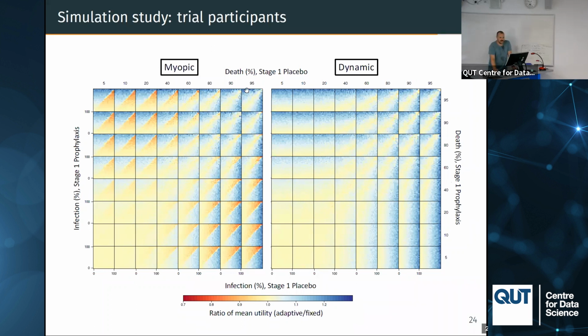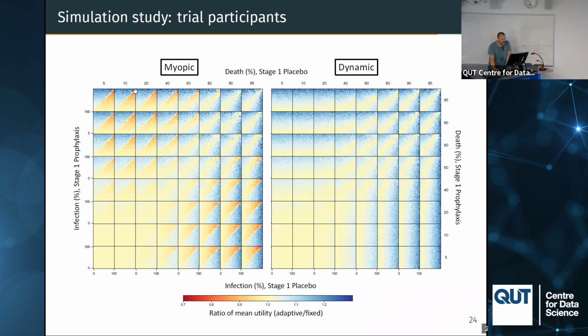So when there's a big difference in infection rate in the initial stage, it doesn't matter so much. Okay, so for instance, take the top left because that's a really interesting pattern. So it's 0 to 100% chance of infection at stage 1.